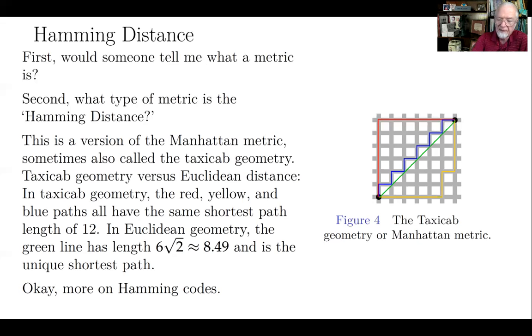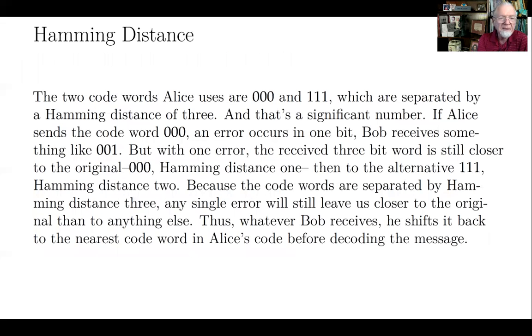Okay, so more on Hamming codes. Two code words: Alice uses 0, 0, 0 and 1, 1, 1. They're separated by a Hamming distance of 3. And that's a significant number.